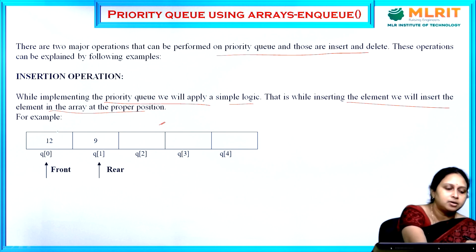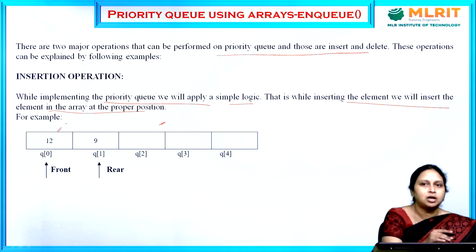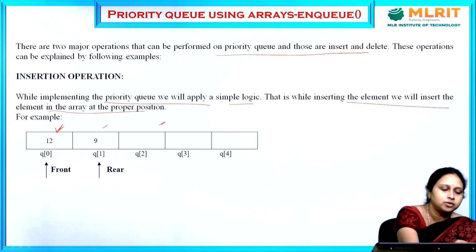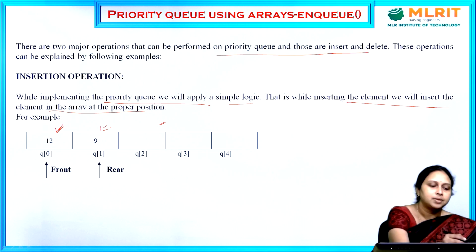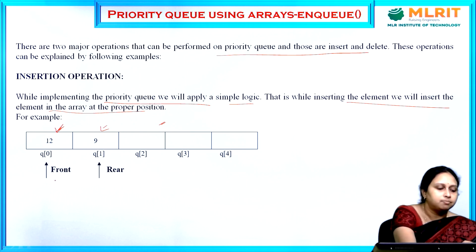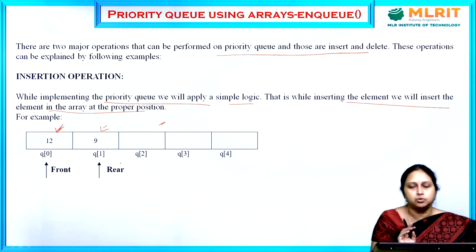Based on that we can represent, and here it is representing the max priority representation. The first element which I am going to insert is 12, we do not have any other element to compare, that is why we directly insert the element here. And the second element I am going to insert is 9. In this case, it will be compared with the first element, it is the least element, so it is inserted at position Q1. Now, when we are inserting it, rear should be incremented.